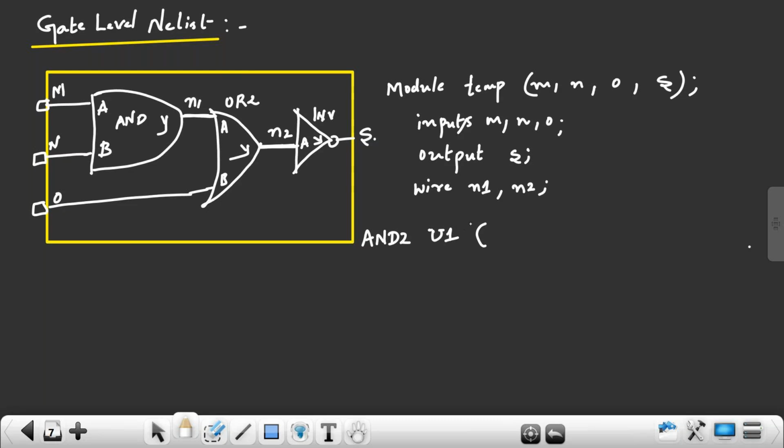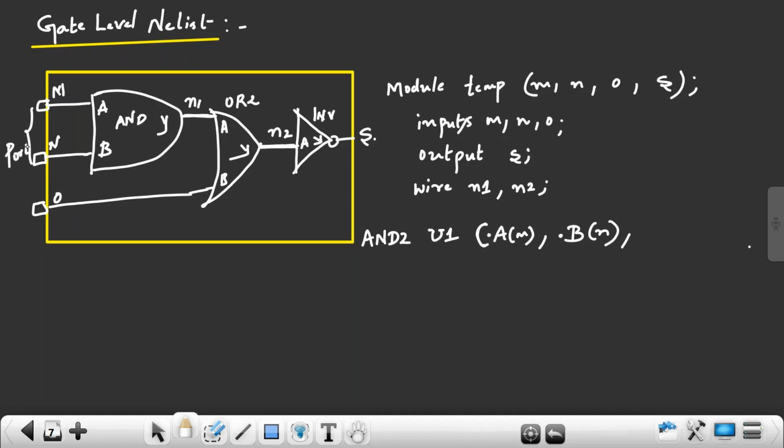Next, I have port mapping. Port mapping means dot A. This A pin is connecting to which port? M port. So dot A is connecting to M port, comma. Dot B means B. This B is connecting to which port? N. So I should write N, comma. This Y. See, input and output of your cell is called as pin. Input and output of your block. This is called as your block. It's called as what? Port. This is called as port.